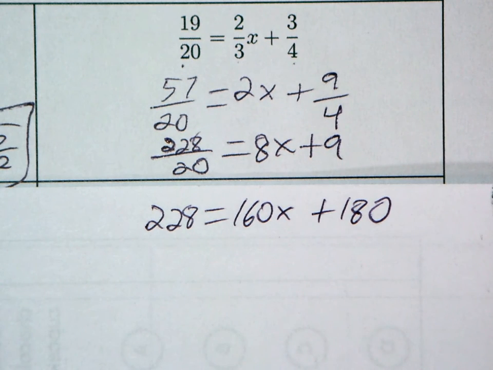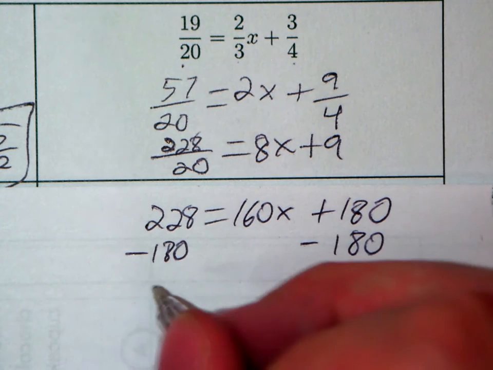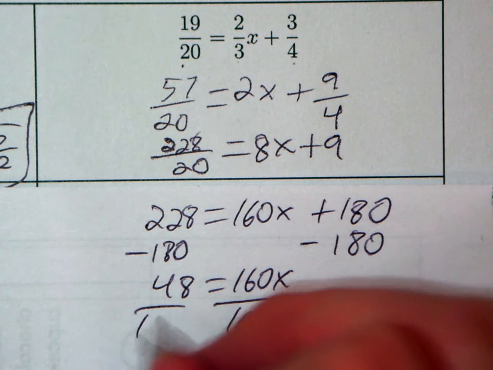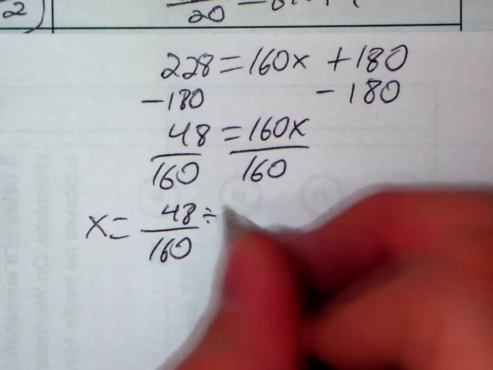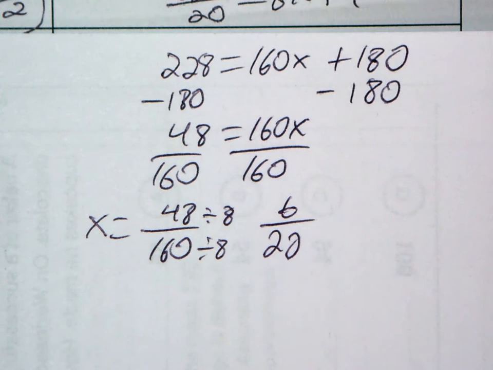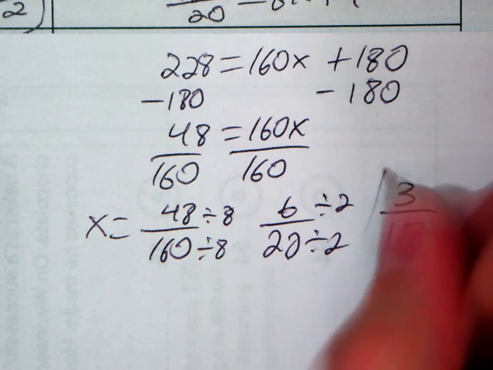There are other ways to do this, but multiplying by each of the denominators successively, starting with the smallest, I have canceled out all of my fractions. Now when I subtract 180 from both sides, I have 48 is equal to 160x. When I divide both sides by 160, I can reduce this. I know that 8 is a factor for both, so if I divide by 8, I have 6 over 20. From these two, I can divide both by 2, and I have 3 over 10.